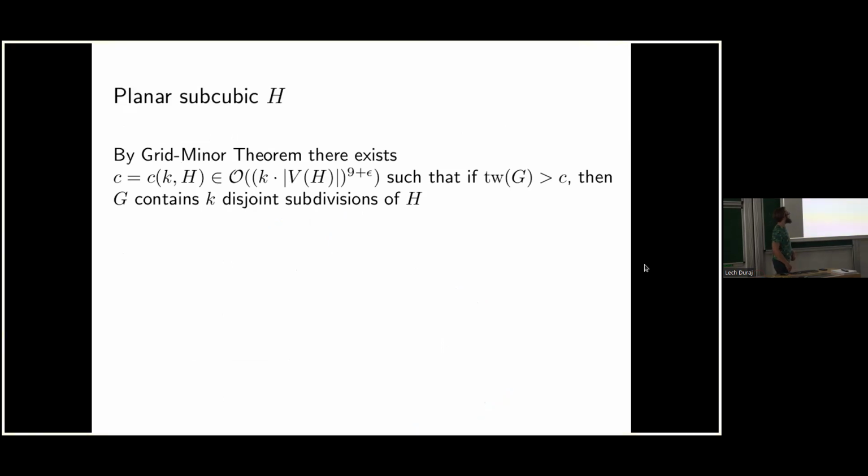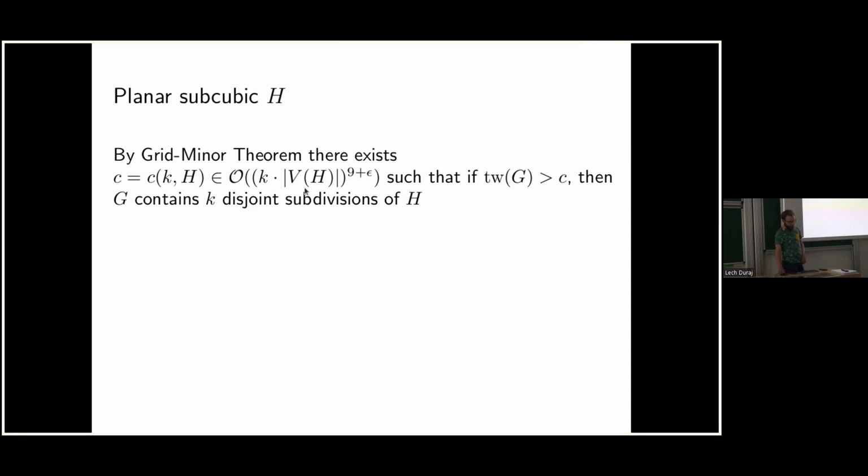So in this case, we will make use of the grid-minor theorem. By the grid-minor theorem, we know that whenever we have some planar graph, then for sufficiently large treewidth, we will always find this graph as a minor. And since we are dealing with a subcubic graph, this is equivalent to containing a subdivision of our graph H.